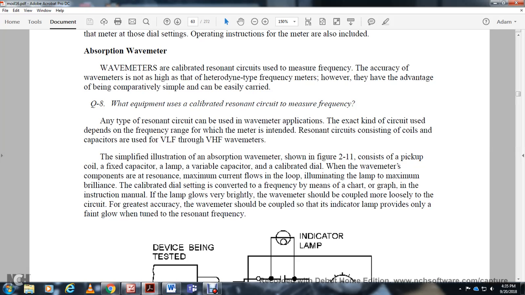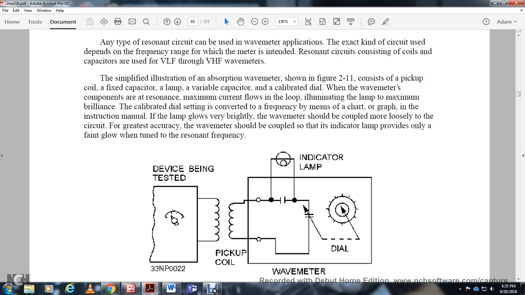For great accuracy, the wave meter should be coupled loosely to the device being tested, so that the indicator lamp provides only a faint glow at the tuned resonant frequency. The pickup coil of the device under test is connected to the indicator lamp, with the capacitor and the lamp in between, and the adjustable reading is set on the dial.